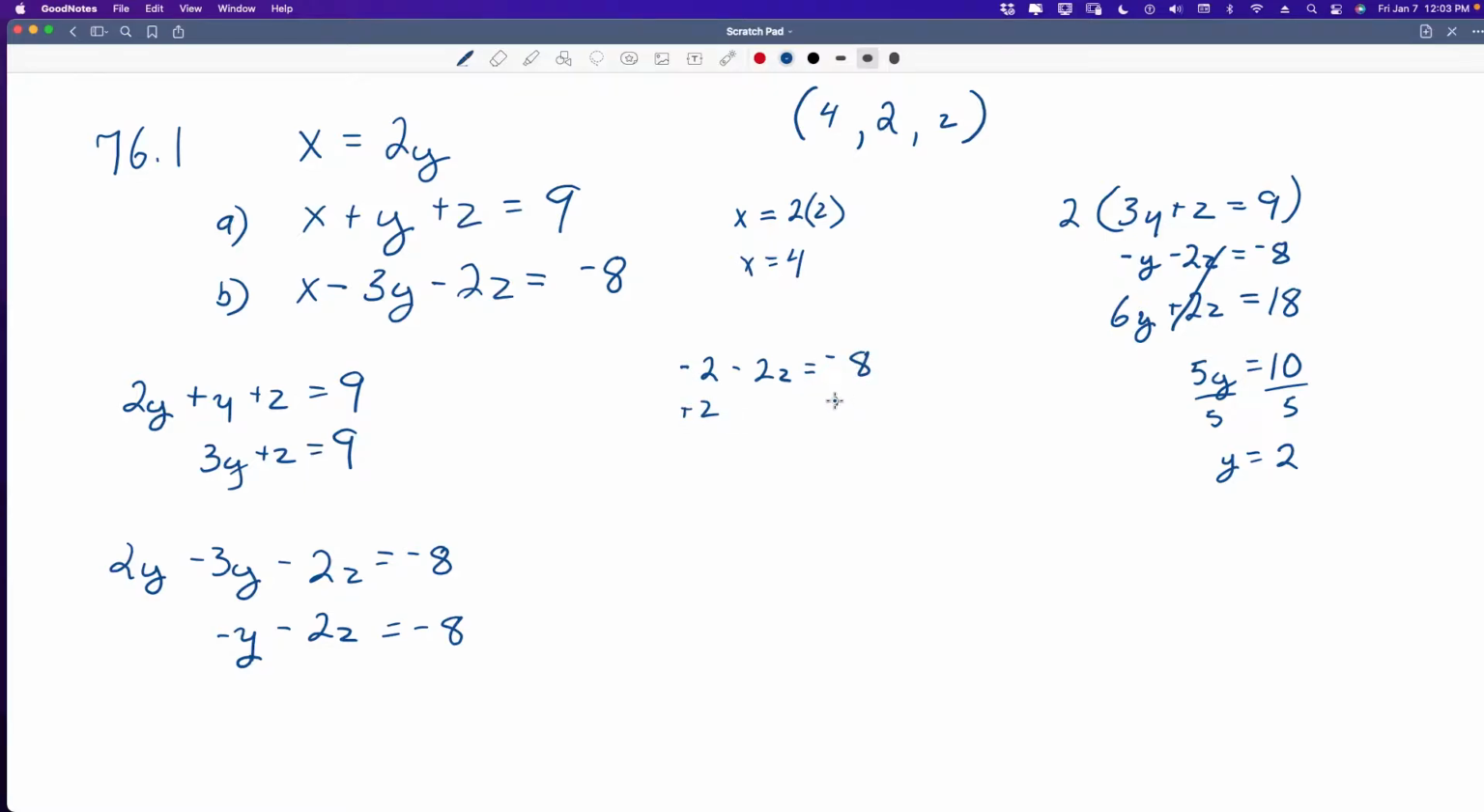So if I add 2 to both sides, negative 2z equals negative 8. Divide both sides by negative 2. Z is equal to, oh, no, that's not right. I made a mistake. That should be negative 6 divided by negative 2, which would be 3. All right, I didn't do my calculation here. So Z is 3.